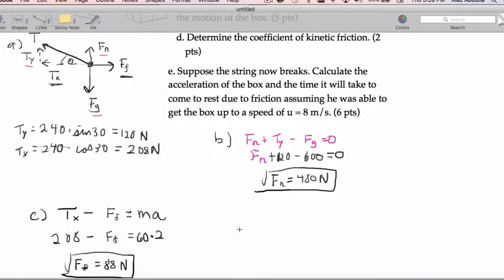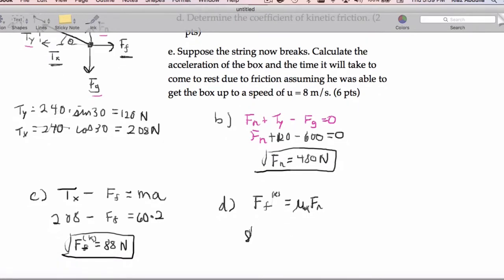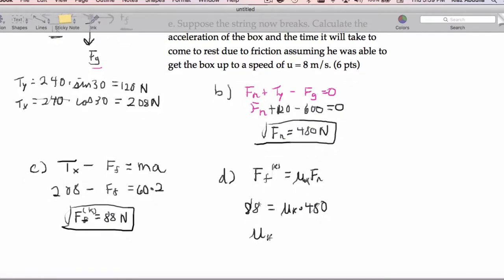Now for part D, we want the coefficient of kinetic friction. So we know that the kinetic friction here, it is kinetic because it's moving, is in fact equal to mu times the normal force, and that's mu kinetic. So we have 88 newtons equals mu kinetic times 480. So isolating mu kinetic, we're going to get a value of 88 divided by 480, which is 0.183. We'll worry about sig figs in subsequent units.